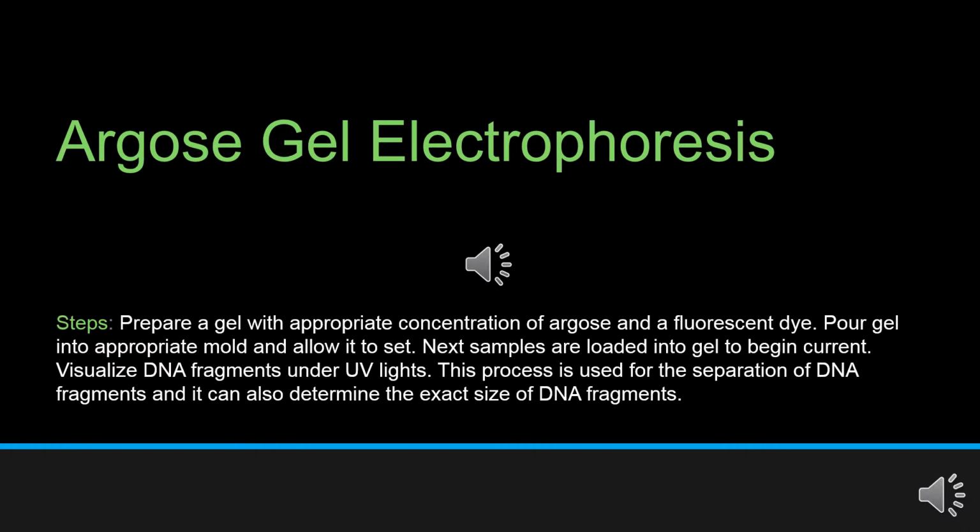To determine the size of the DNA fragments, we prepare a gel with an appropriate concentration of agarose and fluorescent dye. We then pour the gel into an appropriate mold and allow it to set. Next, samples are loaded into the gel and current is applied. Visualize the DNA fragments under UV light. This process is used for the separation of DNA fragments, and it can also determine the exact size of fragments.